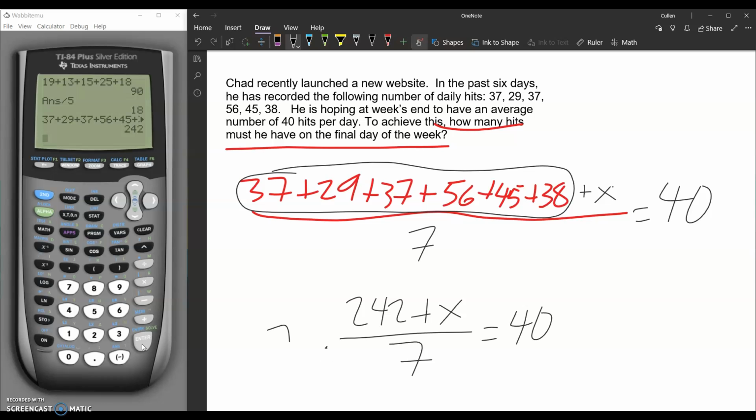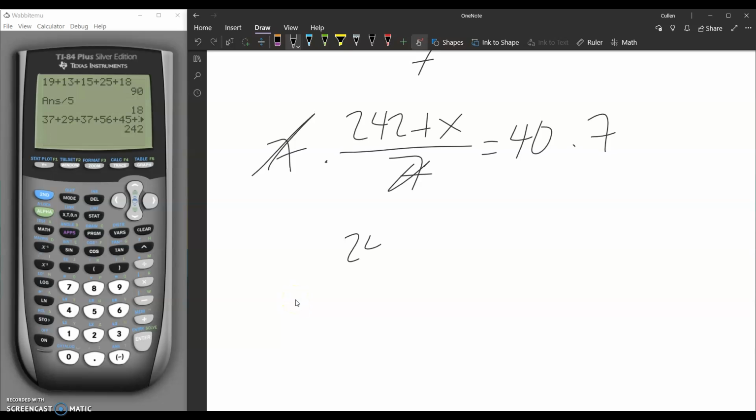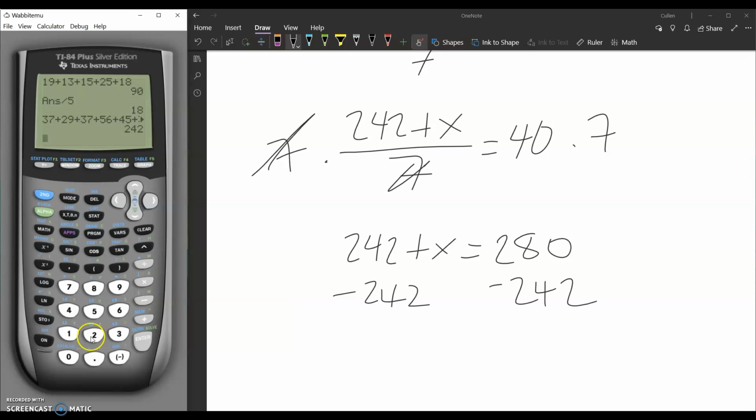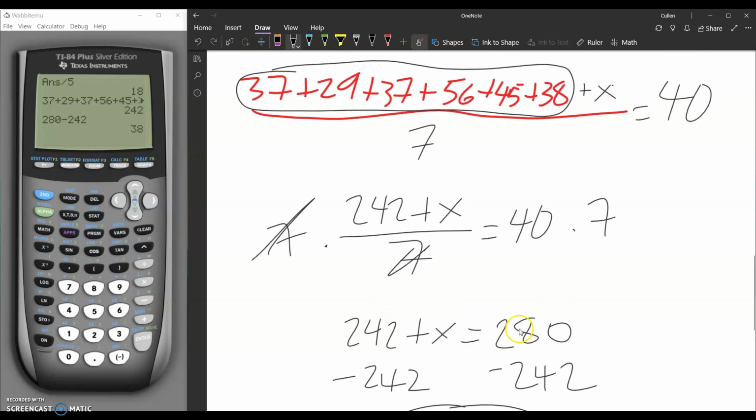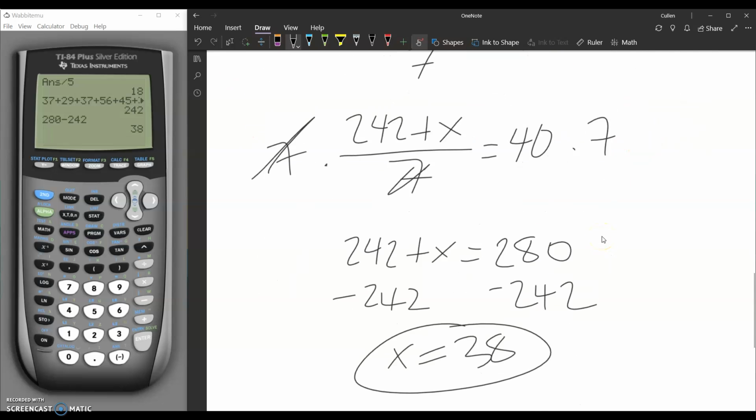So what you want to do to solve this is multiply both sides by 7 to cancel out the denominator on the left. And then you're going to get 242 plus x. And 40 times 7 is 280. And the last thing you can do is subtract the 242 and solve. So let's see what you get when you do 280 minus 242. That gives me 38 for x. So 38. That's what he needs on this last day that we talked about, to have an average of 40.